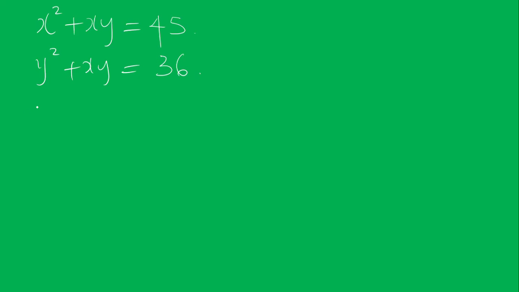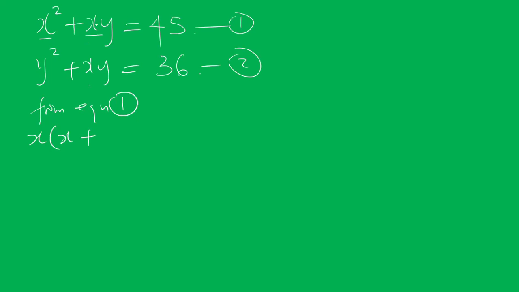Now, let's say this is equation 1, this is equation 2. So from equation 1, we have two terms. We will have a common factor in these two terms, which is x. So if we want to factorize it, we bring out the common factor x. What is left here is x plus y is equal to 45. Now, let's call this equation 3.